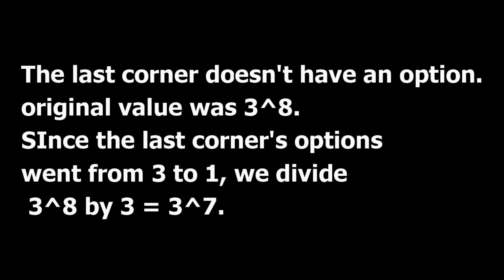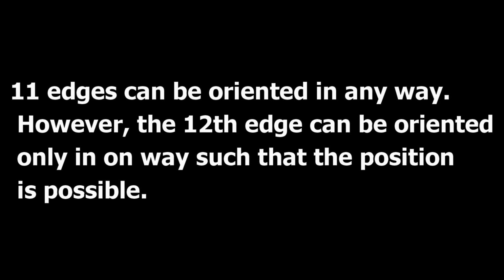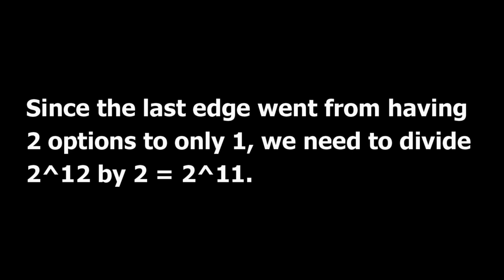Now in the same way, when we look at edges, 11 edges can be inserted in whatever way you want, however you twist or permute them. But the last edge depends on the first 11 edges. So the last edge only has one option. It can't go to option B, only option A is valid. Since the last edge had 2 options and now it became 1, we need to divide 2 power 12 by 2. And that becomes 2 power 11.